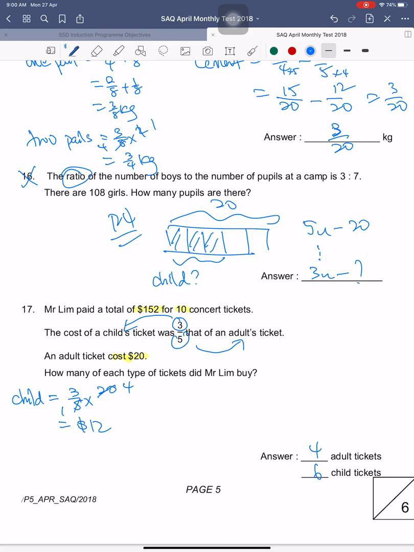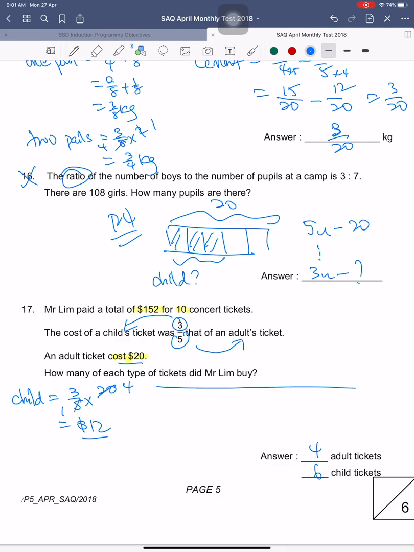Now you know the adult ticket is $20 and the child's ticket is $12. The question is asking, because Mr. Lim paid a total of $152 for 10 concert tickets, you're supposed to find out how many adult tickets and how many child tickets he bought. So you can use the trial and error method. Because this is a 2-mark question, the numbers are actually much smaller. So very quickly, let me show you.